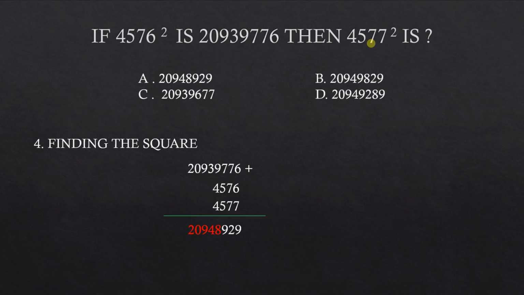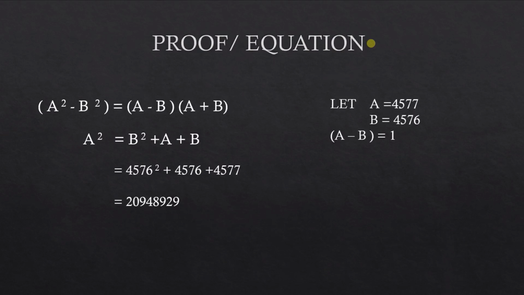Okay, how did I come to this conclusion? I am going to share the proof of how we can find it using this method. Here you can see I am using the equation a square minus b square is equal to a plus b into a minus b. Since the numbers are adjacent, a minus b will be 1. So if you want to find a square, the only thing you need to do is b square plus a plus b.